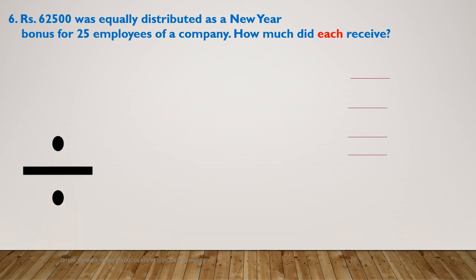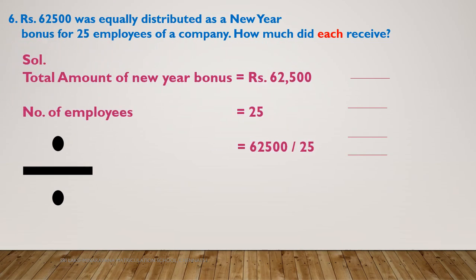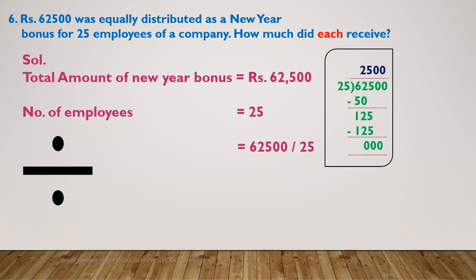So the operation is division. How will you form the statement? It is in the form of rupees. When it is in rupees, what should come? Amount. So total amount of New Year bonus is equal to rupees 62,500, and the number of employees is equal to 25. Divide the number and find out the answer. The answer is 2,500. So each employee share is rupees 2,500.